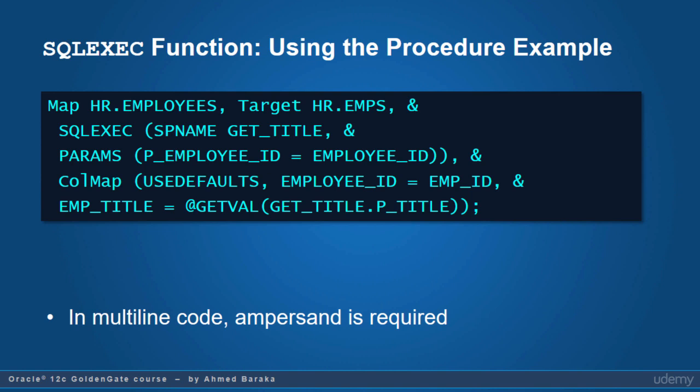As you see in the example, to get the value of the output parameter in the procedure, you use the getVal function. You pass the procedure name followed by a dot and then followed by the name of the output parameter. This code is simply obtaining the title of the changed row and updates the row title column.